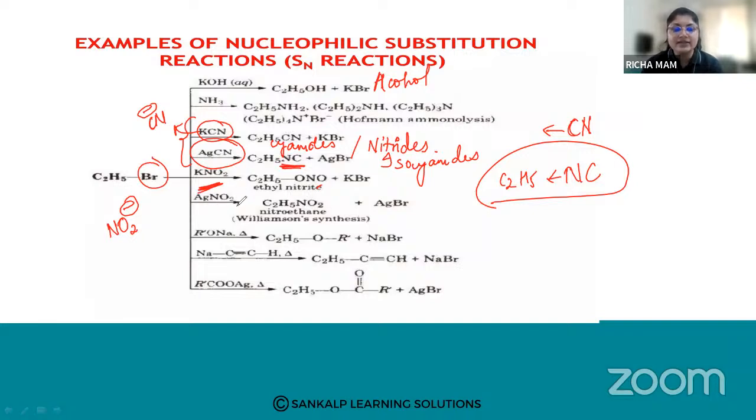Then if you have silver nitrite, what will be your product? It will be nitroethane. You can see a nitro substituted product you will yield. So we will yield nitroalkanes.